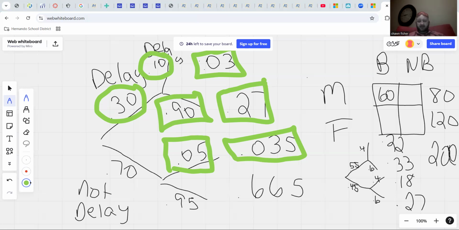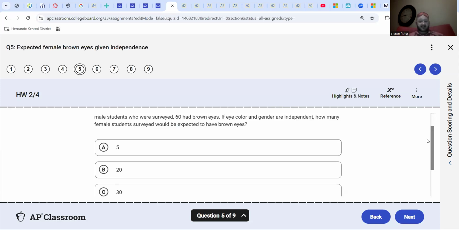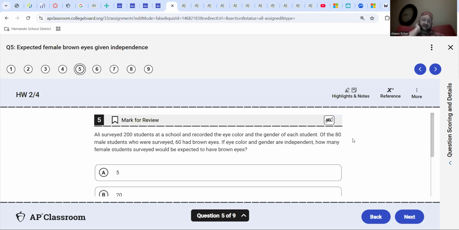I mean, we can do it a couple different ways. We can say, what is the ratio of 60 to 80? That's 0.75 or 75%. Well, if they're independent, that female ratio needs to be pretty much the same as well. So what is 75% of 120? If they're independent, that's 90, if that's an answer choice. How many female students surveyed are expected to have brown eyes? There should be 90. That's basically your law of independence.